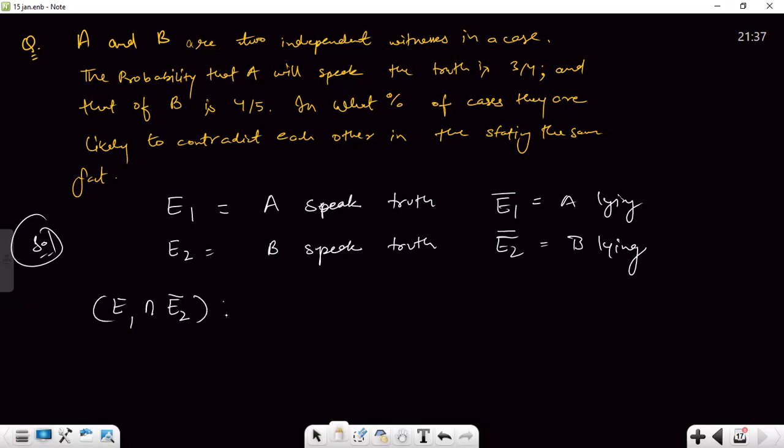Or, when I'm writing the union, E1 may be speaking the truth and E2 must be lying, or E1 must be lying and E2 must be saying the truth. It's crosswise, na? When A speaks the truth and B lies, then there is a contradiction. When B speaks the truth and A lies, then there is a contradiction, right? So that's one case.